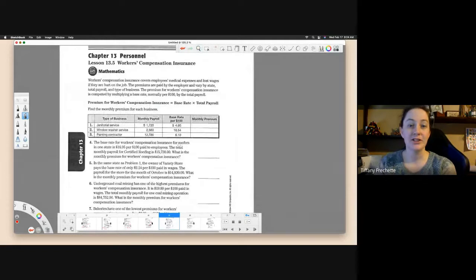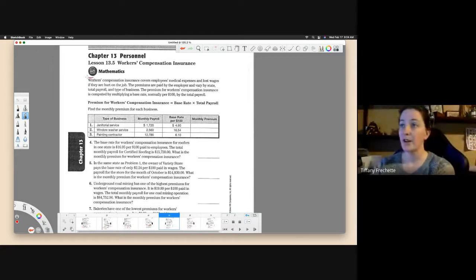So we are in chapter 13 for business math, which is called personnel. This is lesson 13.5, workers' compensation insurance. Make sure you're reading the chapter and the lesson so you understand the terminology, what's going on in the background. You also go through the examples and how they're using the formulas. Don't just jump straight over to the worksheets and expect to have everything you need without learning the new concept. So make sure you're reading the chapter.